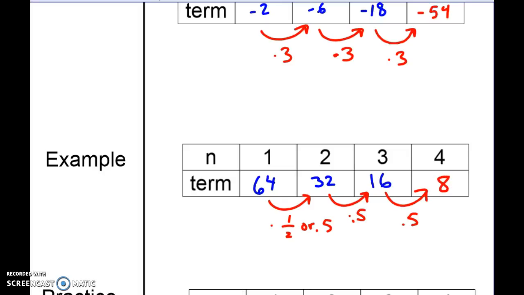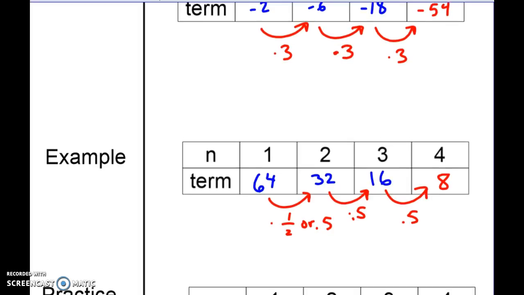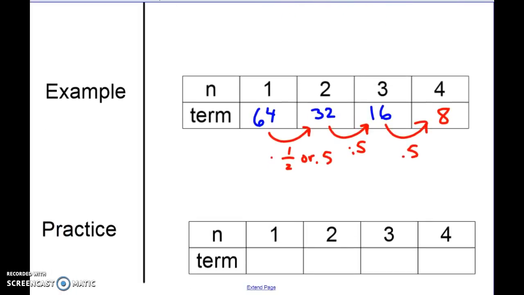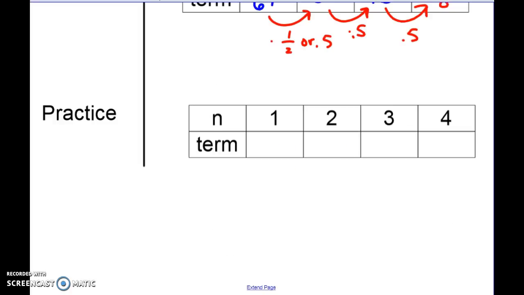So our common ratio here isn't a whole number, it's a fraction or a decimal, whichever you prefer, 1/2 or 0.5. And notice how we're decreasing in that case, decreasing by a factor of 0.5 from one term to the next. Pause it if you need to, but we're going to move on to the next example.